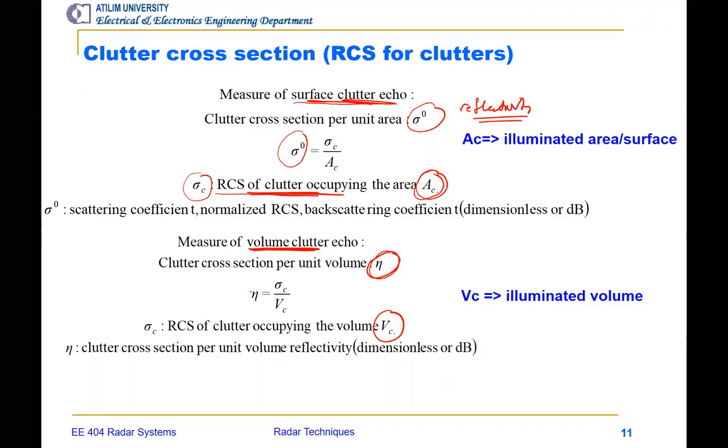Similarly, eta, which is the clutter cross-section per unit volume, is the RCS of the clutter occupying a volume, sigma c, divided by that volume, Vc. Both are dimensionless, so just a number. If it is written in dB, it's from 0 to minus infinity dB, or from 0 to 1 as a number.